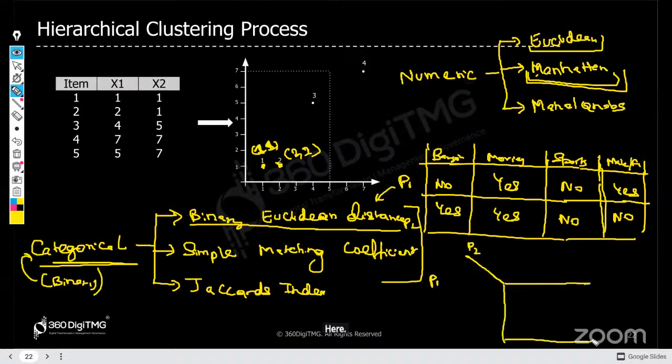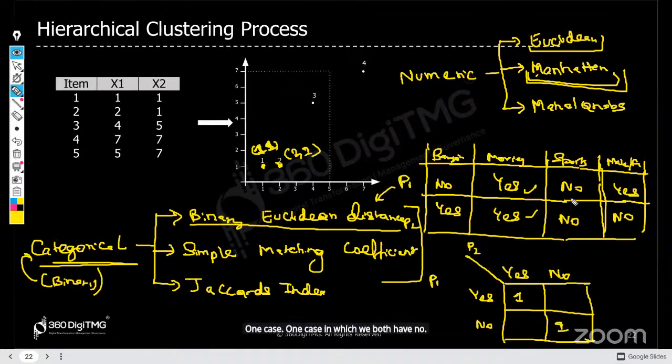Here we can write yes, yes, no. And we will write here yes, yes as 1. One case we are having both as yes. One case in which we both have no: no, no. One case person 1 is having no, person 2 is having yes.